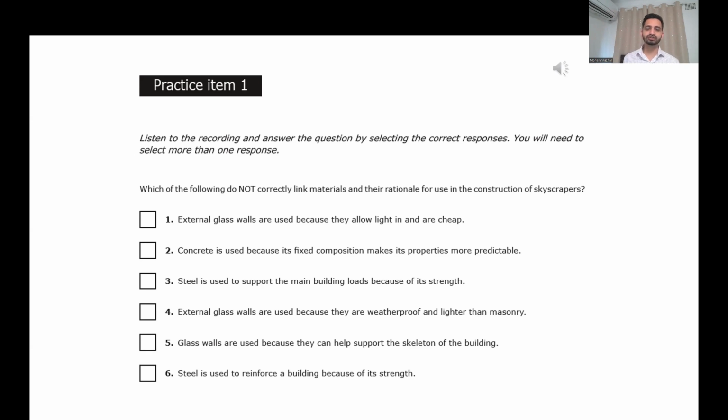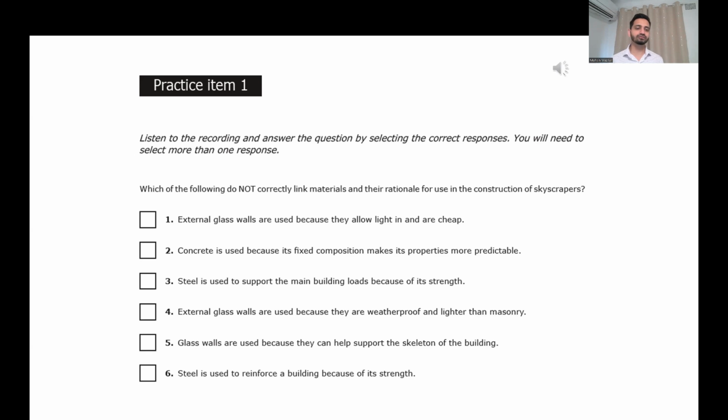Steel is used to support the main building loads because of its strength. We talked about steel supporting the main building loads, so it seems like it's a true statement. So that cannot be your answer. And I'll show you more explanation in the next screen. But that's how you should be thinking when you're reading your options, okay?